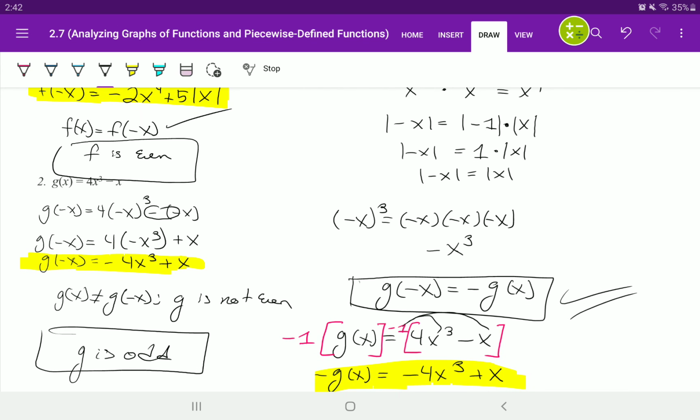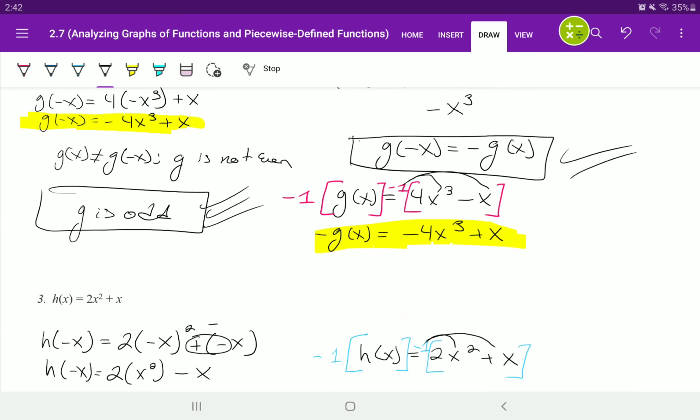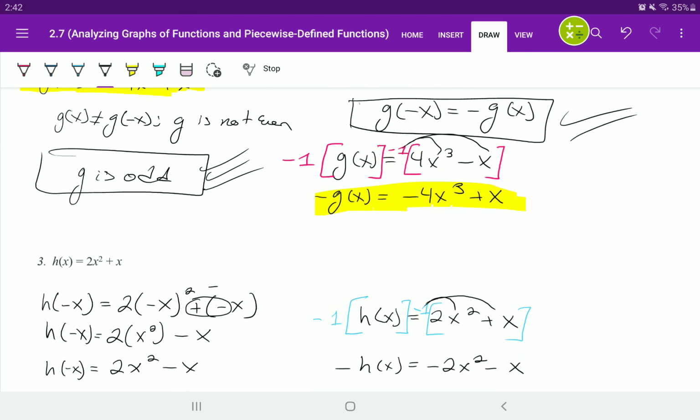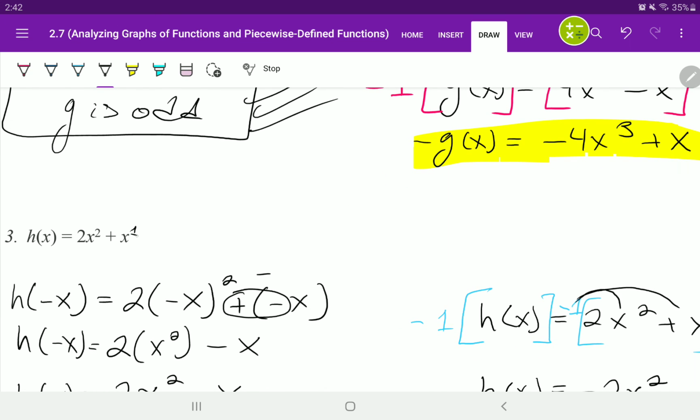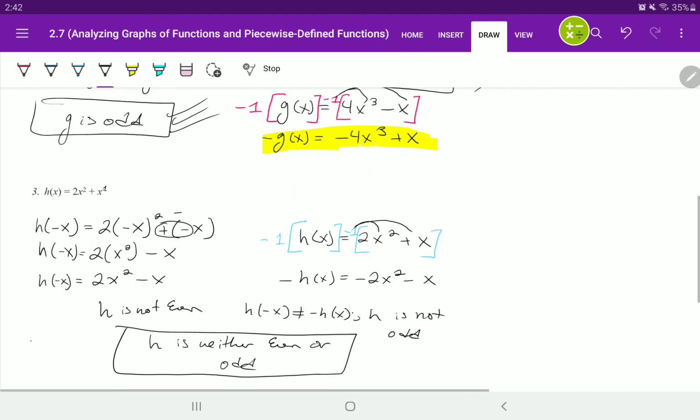For a polynomial function, such as the second one, if all the exponents on the polynomial function are odd, because there is an invisible one right here, then the function is odd. And the last one, if the polynomial function has a mixture of even and odd exponents, which is here, it's 2 and 1, the function is neither even nor odd.